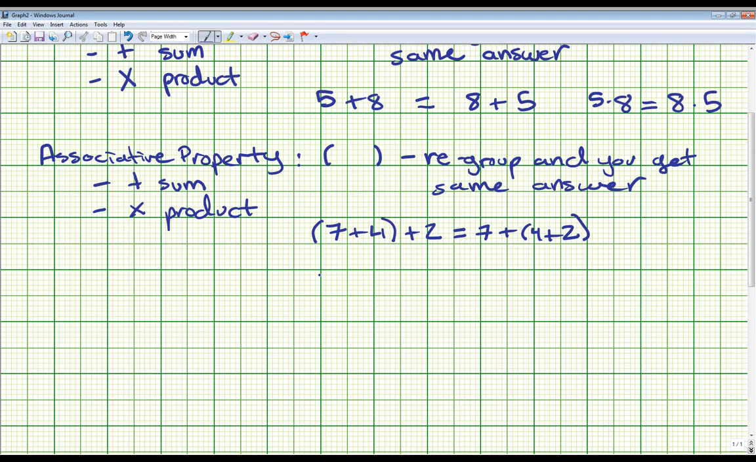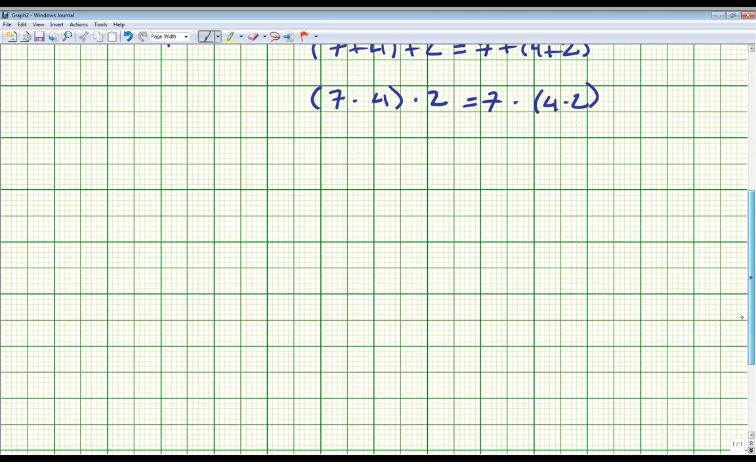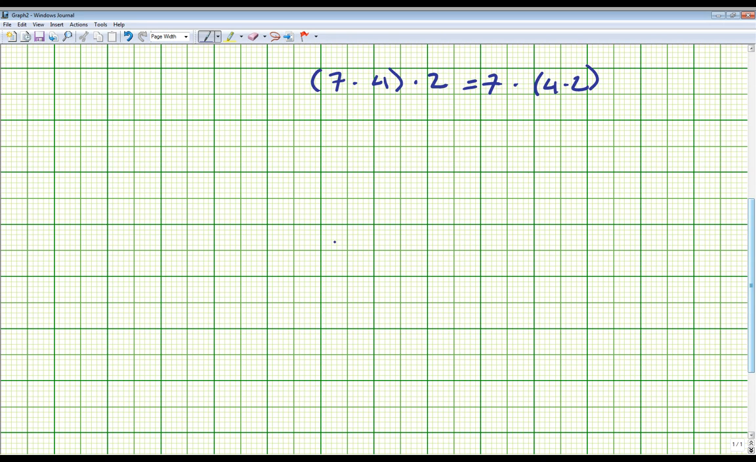It's the same thing for the product. So if I grouped the 7 times 4 times 2 when I'm multiplying versus 7 times parentheses 4 times 2. So if I started my parentheses here, 4 times 7 would be 28. Then I multiply by 2. Or over here, 4 times 2 would be 8. Then I multiply by 7. It's going to give me the same answer either way. So that's called the associative property when we're taking parentheses and regrouping things to get the same answer. Those are our first two properties, commutative and associative.